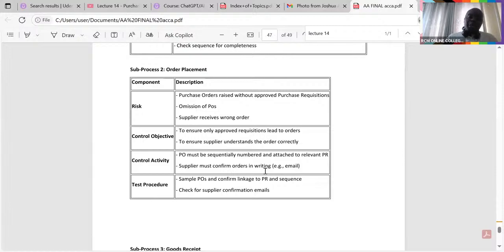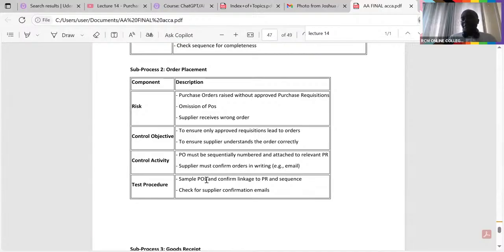And then now, as an auditor, I come. The moment I understand the documents needed, those are the documents I'll be asking for. Please give me the purchase orders on a sample basis, not all of them, depending on materiality. Once I'm given the purchase orders, I will check them for numbering. Sample purchase orders and confirm linkage to the purchase requisition and the sequence.